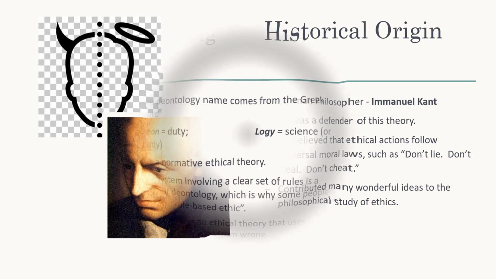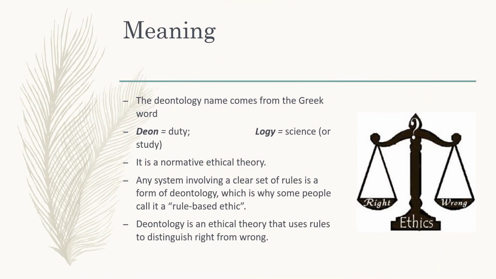Now, what is deontology? The name comes from the Greek word deon, which means duty. It is a normative ethical theory that uses rules to distinguish right from wrong. Any system involving a clear set of rules is a form of deontology, which is why some people call it a rule-based ethic. Thus, it is simple to apply. It just requires that people follow the rules and do their duty, and that is why it fits really well with our natural intuition of what is morally right or not.